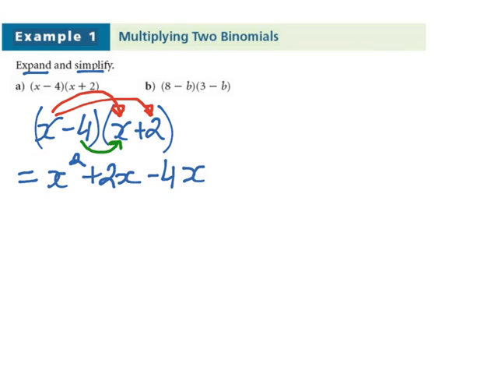And then we're going to multiply negative 4 with the positive 2. And we will get negative 8, because negative 4 times 2 is negative 8. And this is called the expansion. So we just expanded.